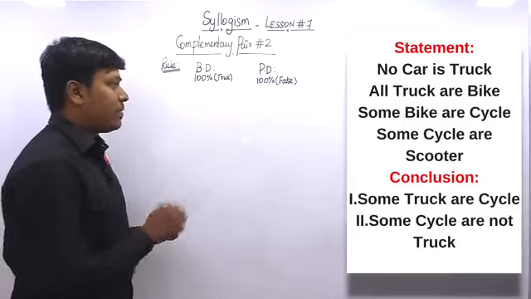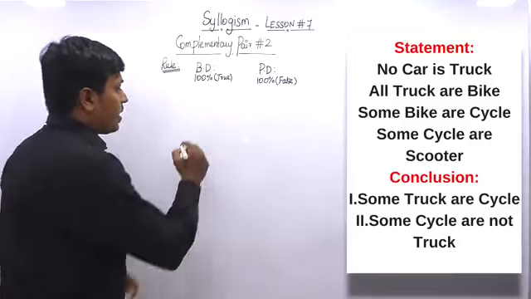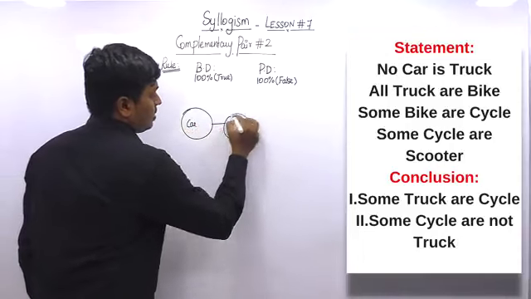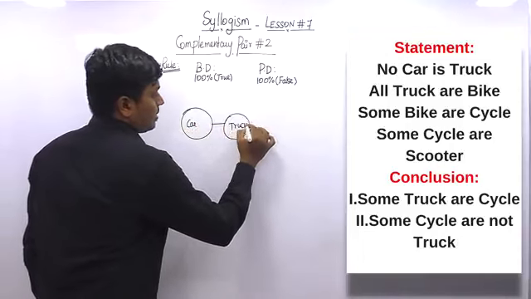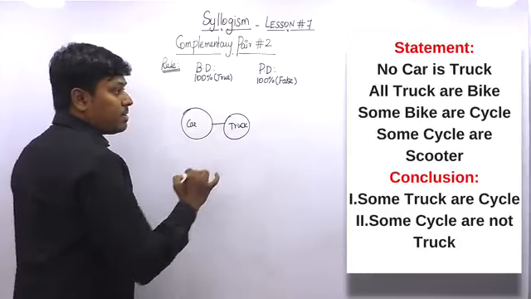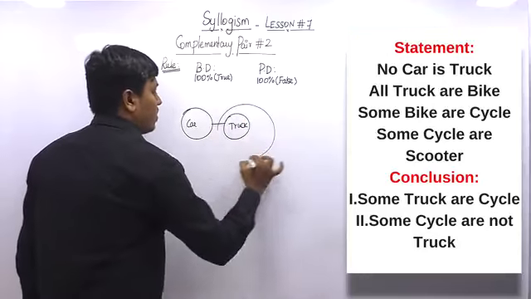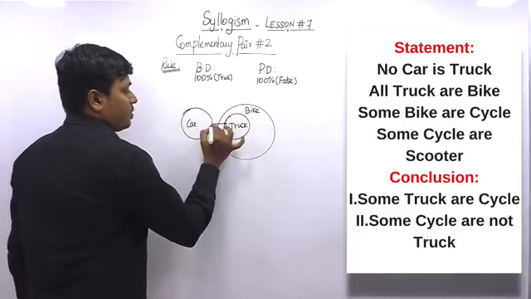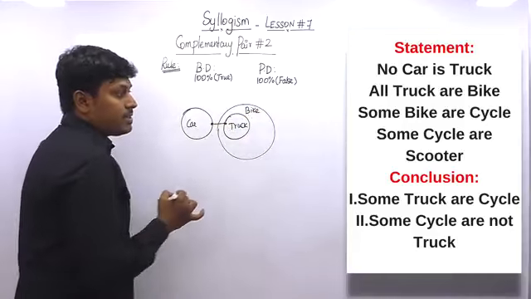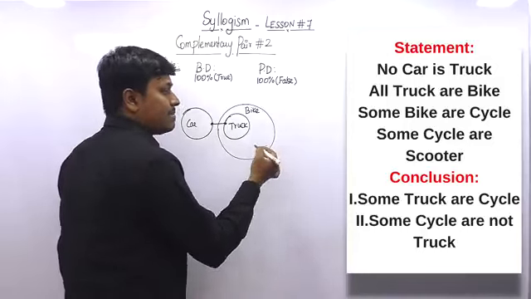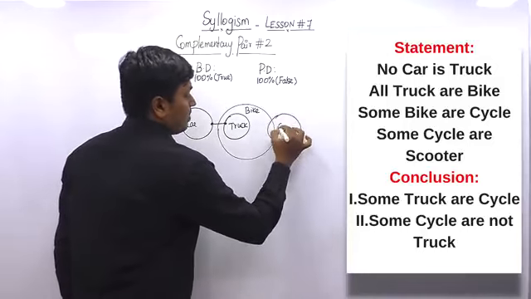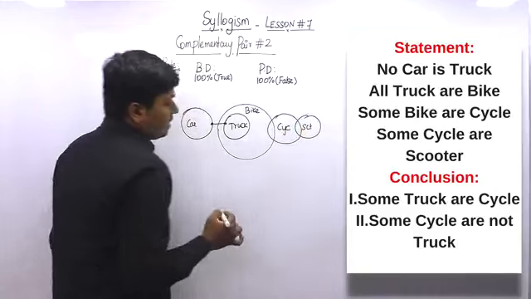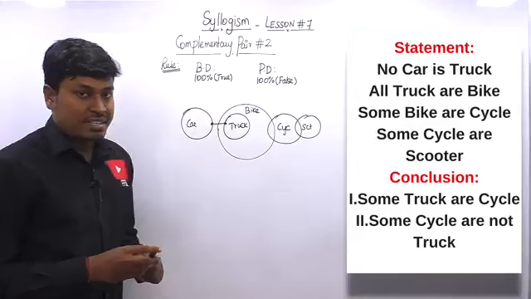Question number 1. Here they have given a statement that no car is truck. So no car is truck. And the second statement is all trucks are bike. So all trucks are bike. So they are saying that no car is a truck, right? And the third statement, some bike are cycle, then some cycle are scooter. So some bikes are cycle and some cycles are scooter. So finally we have drawn the Venn diagram for the given statement, right?